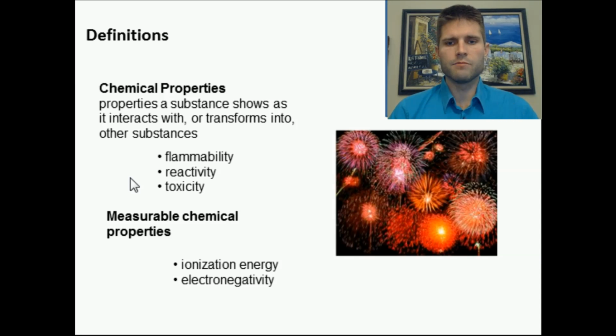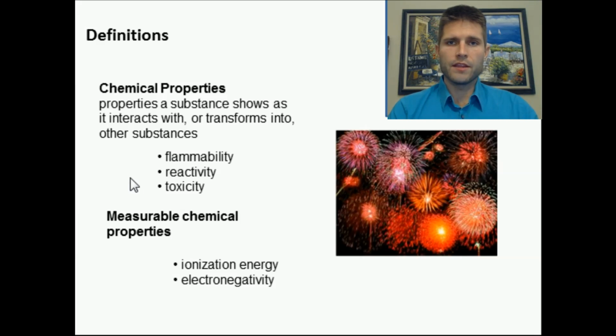What are some measurable chemical properties? The ionization energy. We're going to talk about this a little bit later. This is the amount of energy required to strip off an electron out of an atom. The electronegativity. This is something that we're going to be discussing later as well. This is the ability of each atom, of each element, to draw electrons towards it. And the more it can draw electrons towards it, the higher the electronegativity of that atom. So these are measurable chemical properties.